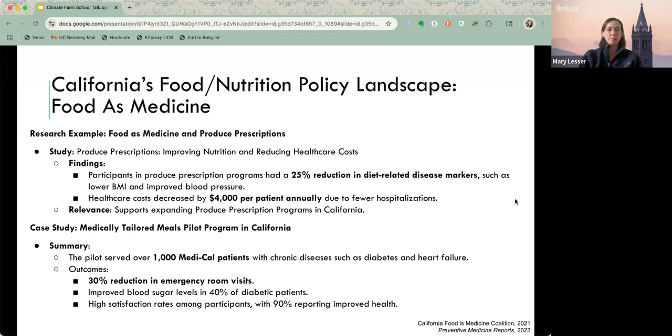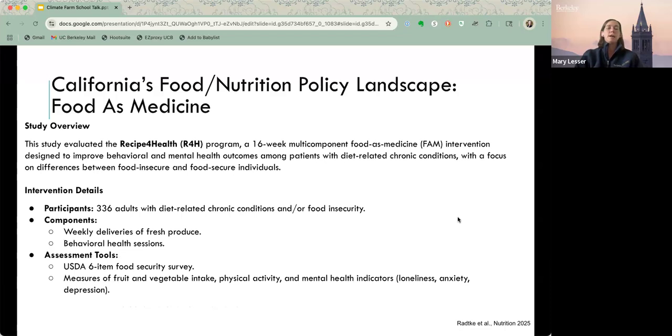So here's another, I'm going to bring up one study specifically for food as medicine, a really recent one that a colleague of mine just published, and it was looking at one of the food as medicine programs here in the Bay Area. I'm not sure if anybody here on this call has ever heard of Recipe for Health, but the Recipe for Health program is a 16-week multi-component food as medicine intervention designed to improve behavioral and mental health outcomes among patients with diet-related chronic diseases. They were looking at the differences between food secure and food insecure individuals.